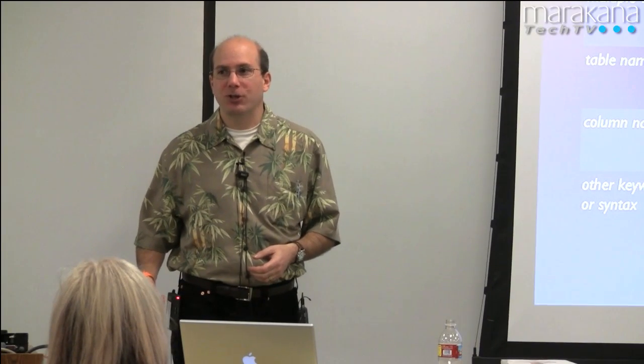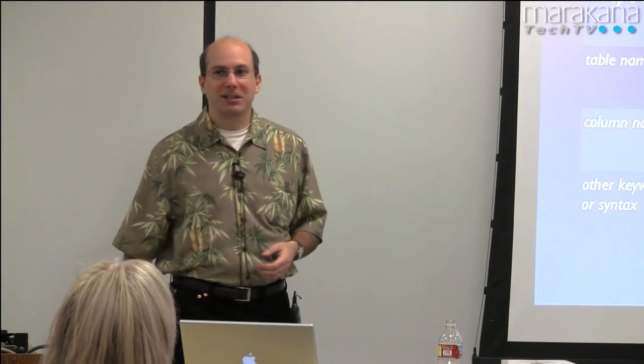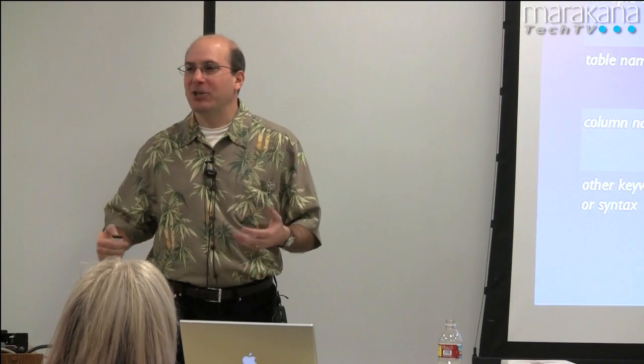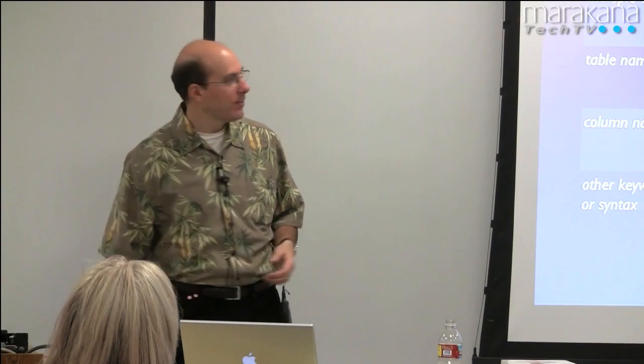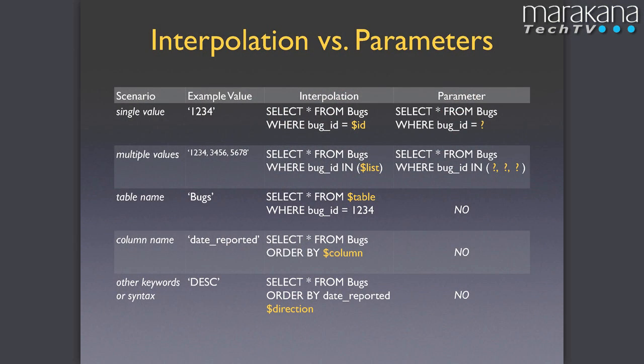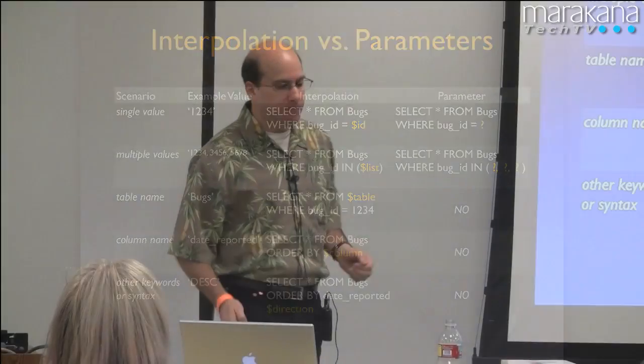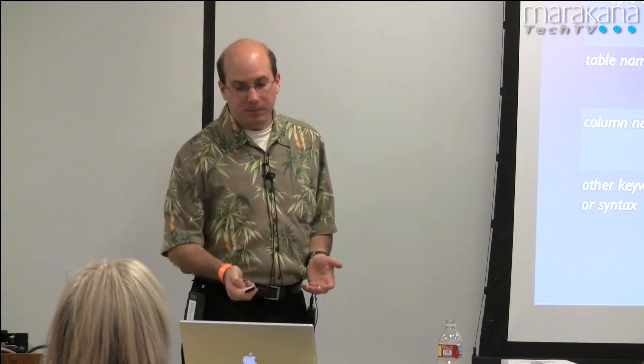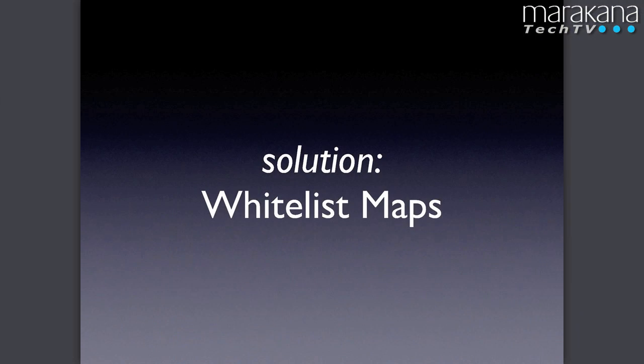When your list could be of variable size, you might have to use some built-in functions in your application code to decide how many question marks to put in there and then match that to the length of your list. But table names, column names, and other keywords, for example, whole expressions or SQL keywords, you can't use query parameters for those. So what do we do? Well, the solution that I use, I call it Whitelist Maps.